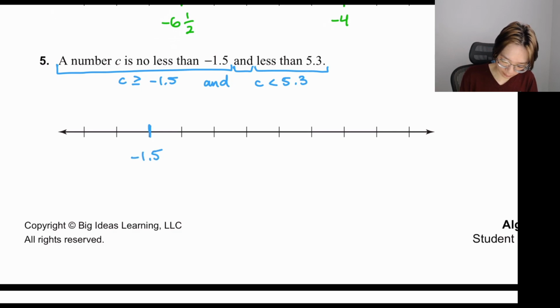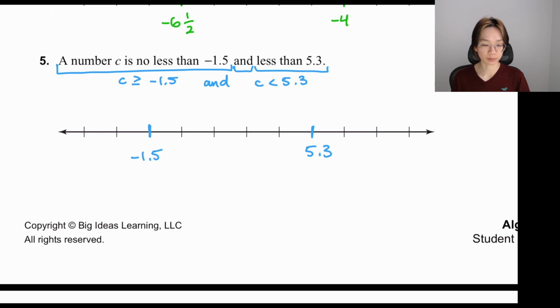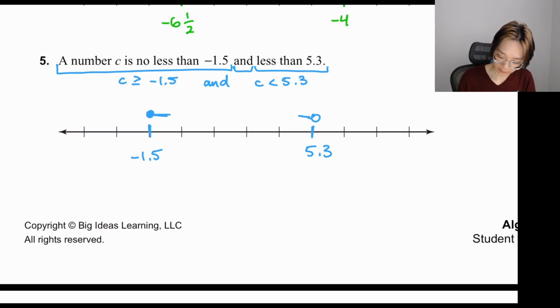So let's put negative 1.5 over here. Let's put 5.3 over here. And because it's an and, let's double check they overlap. Closed circle here, open circle here. C is greater than negative 1.5. C is less than 5.3. They do overlap each other. And where do they overlap? Right here.